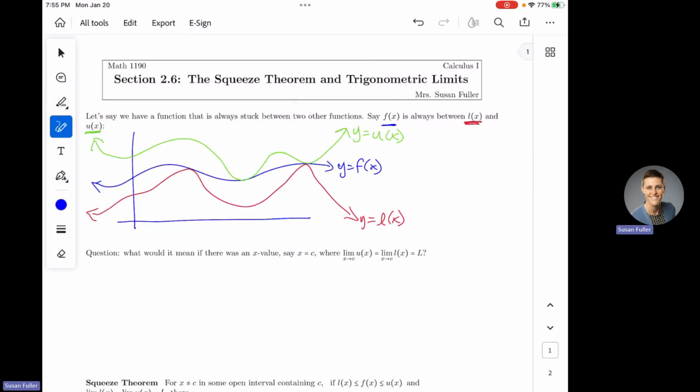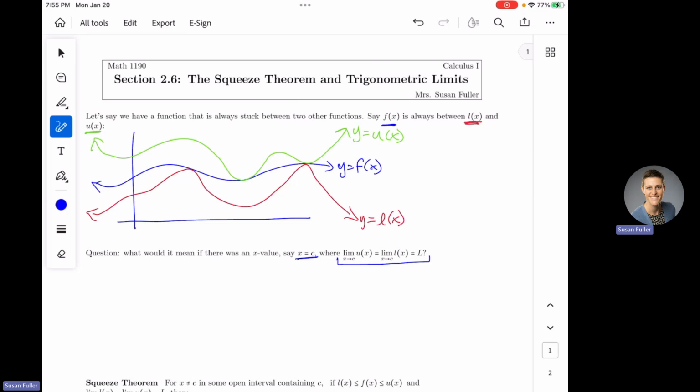So let's say we have this function f of x that is stuck between a lower function L and an upper function u. Okay, what would it mean if there was an x value? We're going to say x equals c. This is an x value. And at that x value, I need the limit as x approaches c of my upper function to be the same as the limit as x approaches c of my lower function, right? Those two limits have to exist and be equal, and I'm going to call that limit L. That is the y value that both of these functions approach as x gets closer and closer to c.